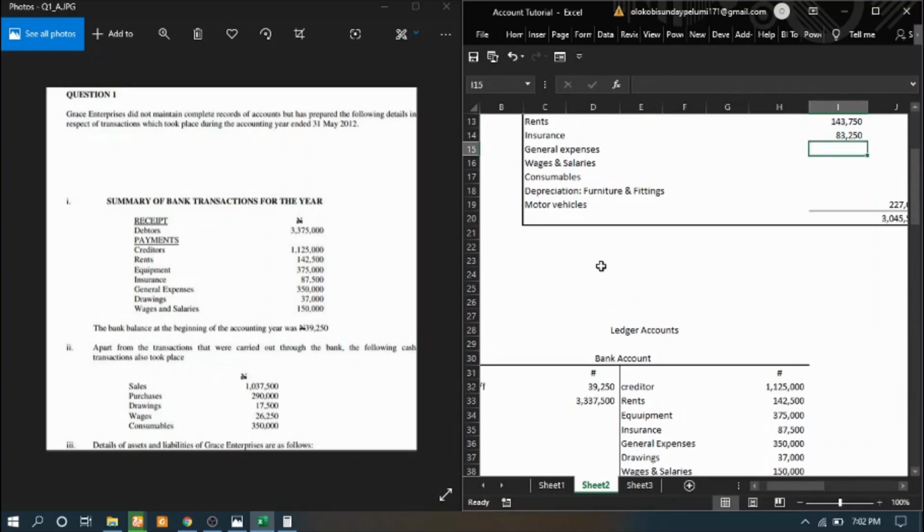So general expenses is 350,000. It has no account. It doesn't have any additional information or opening balance. So wages and salary, that is one thing about wages and salary. It's of two types. We have the amount of wages paid to bank, which is 150,000, plus the amount paid through cash, 26,250. So we need to sum that together.